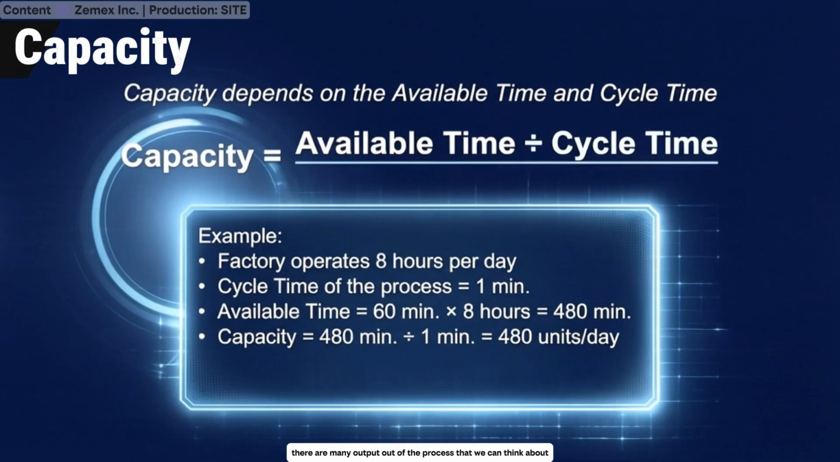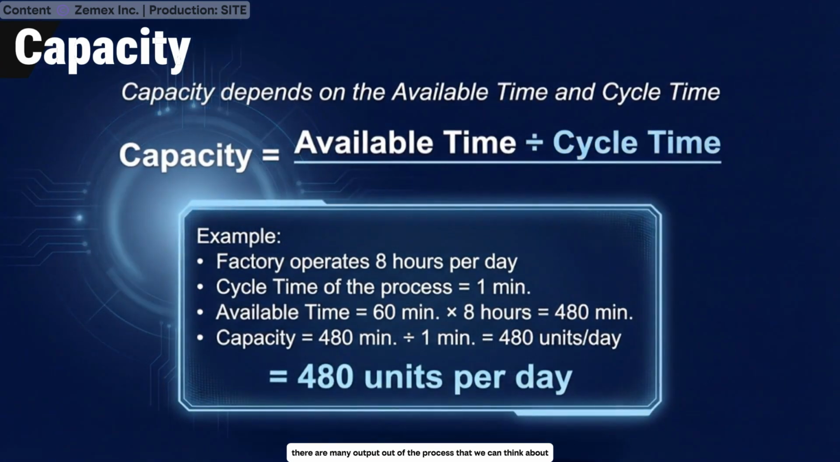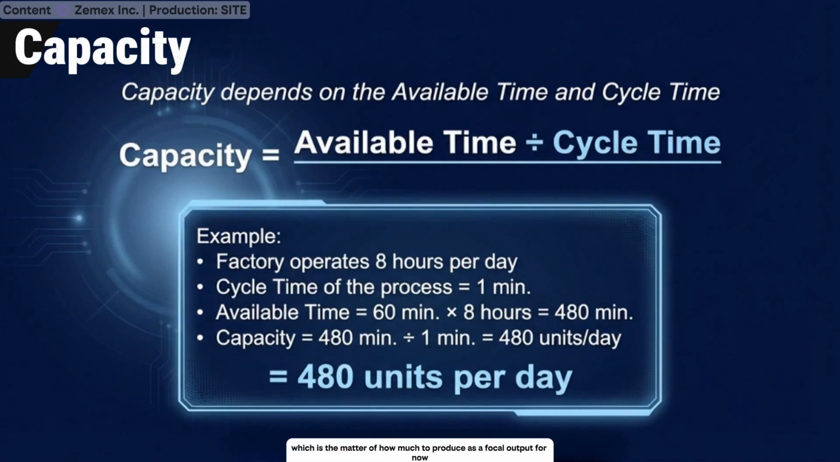There are many outputs of the process that we can think about: amount of products, quality of the products, on-time delivery, and low cost. Here, we will put the capacity, which is the matter of how much to produce, as a focal output for now and think about related variables. As we discussed, the amount of outputs, which is capacity, equals available time divided by cycle time, a very simple and common sense type of equation.